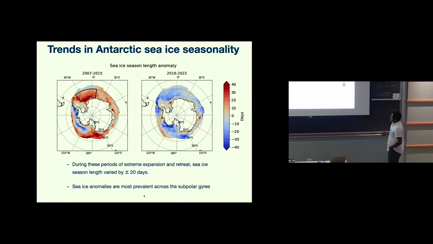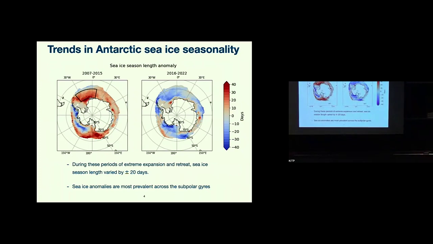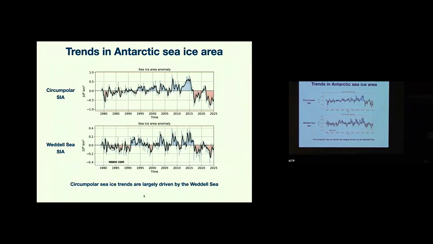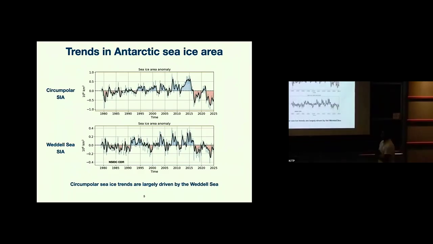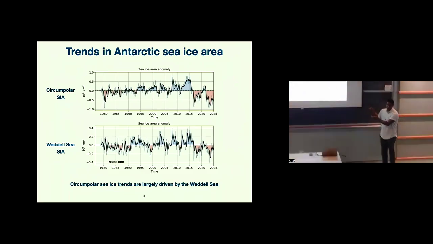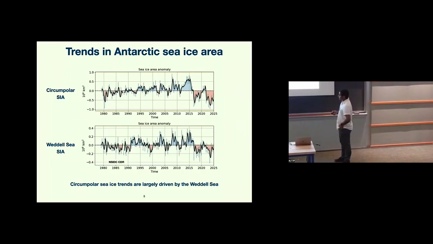I want to make a point here to highlight that much of the changes we're seeing in the circumpolar average is being driven by changes in the Weddell Sea. If I were to make a plot of the sea ice area anomalies for the Weddell Sea and compare it to the circumpolar anomalies I showed earlier, you see a pretty tight correlation, especially for the last 20 years, right? To help us zoom in on the region we need to understand, it's imperative that we understand the Weddell Sea in particular if we want to understand these recent changes.